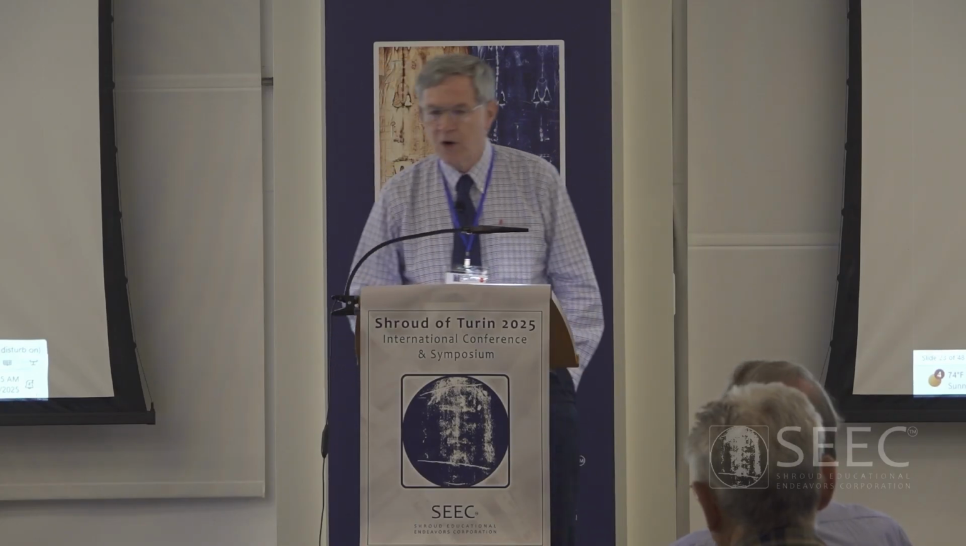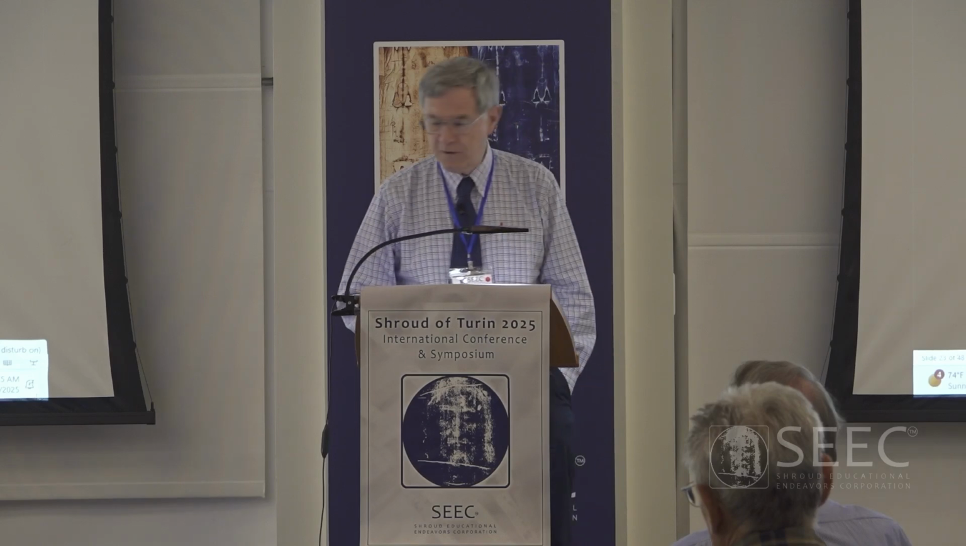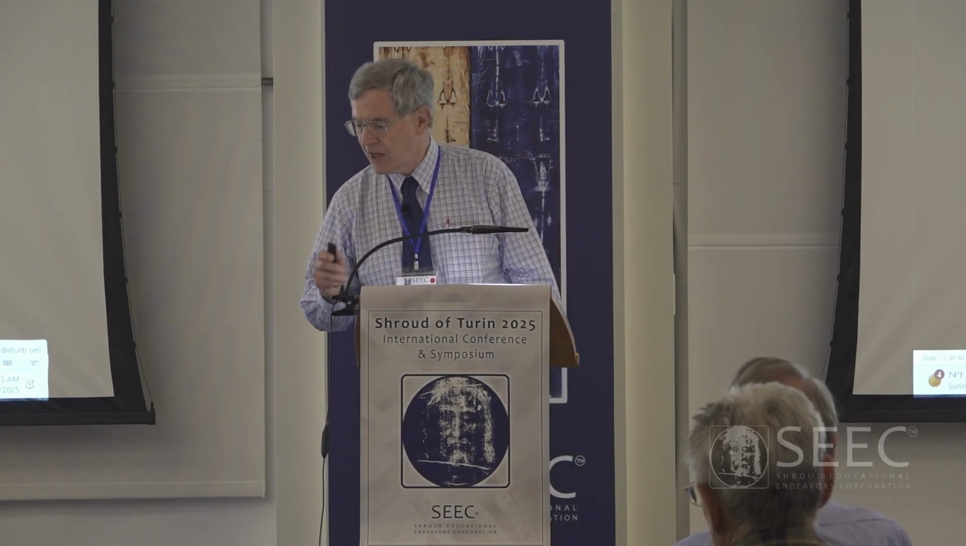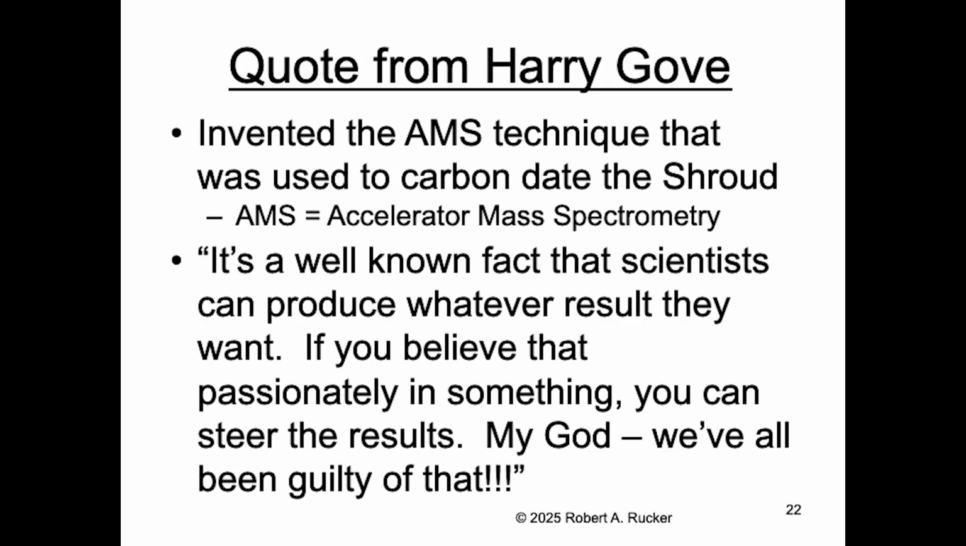So the quote from Harry Gove, I think, has to be taken into account at this point. Very important. Now, he invented the AMS technique, accelerator mass spectroscopy technique, to do small sample dating of materials, including the carbon dating of the shroud. Why did the laboratories want to do carbon dating of the shroud? Were they that interested in accurately getting the date for the Shroud of Turin? No, they really didn't. I don't think they cared about that. What they wanted to do was to validate their small sample dating technique against the known date of the shroud.